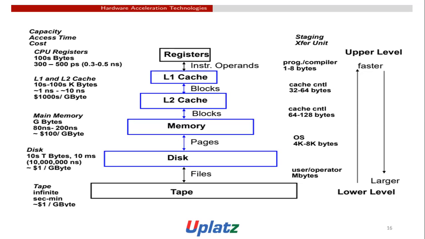Disk 10s of terabytes, 10 milliseconds, 10 million nanoseconds, $1 per gigabyte. Tape infinite, seconds to minutes, $1 per gigabyte. Staging transfer unit: faster. Program compiler 1 to 8 bytes, cache control 32 to 64 bytes, cache control 64 to 128 bytes, OS 4K to 8K bytes, user operator in megabytes at the lower level.